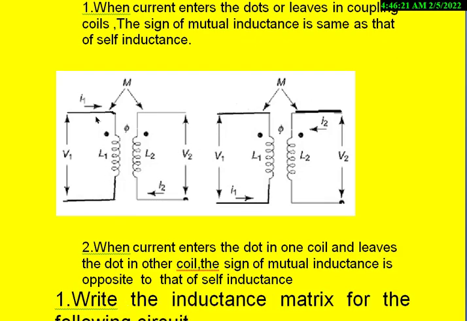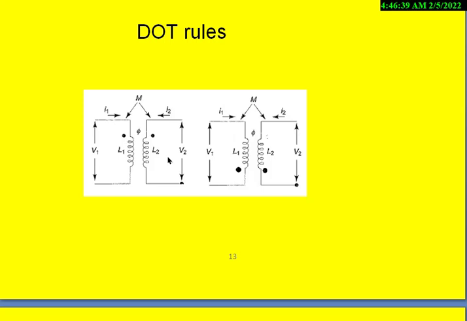You can see here current enters the dot, whereas in the second coil current flows through the coil then leaves the dot. Similarly here current flows through the coil and then leaves the dot. Similarly here current enters the dot then goes through the coil. Whereas in the first rule, current enters the coil at the dot here. Similarly here also current enters the dot then goes through the coil. Similarly here current enters the coil and here also current enters the coil, but leaves the dot here.